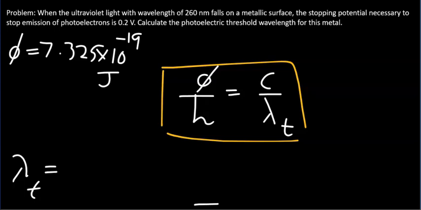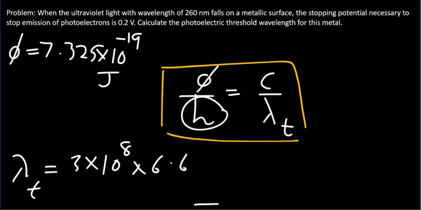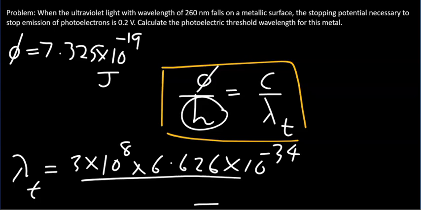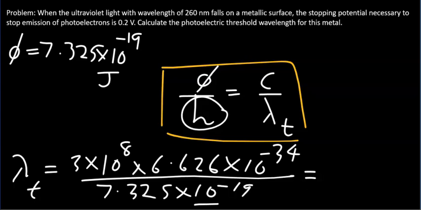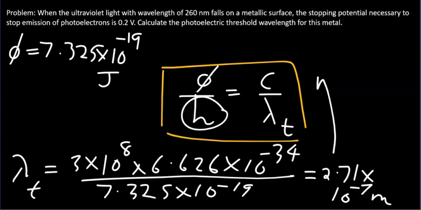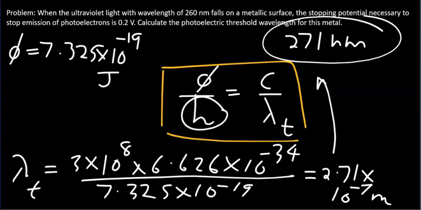The threshold wavelength equals the speed of light, which is 3 times 10 to the power 8, times Planck's constant, 6.626 times 10 to the power minus 34 joule seconds, over the work function, which is 7.325 times 10 to the power minus 19 joules. And that's going to give you 2.71 times 10 to the power minus 7 meter, or quite simply 271 nanometers, and that solves the problem.